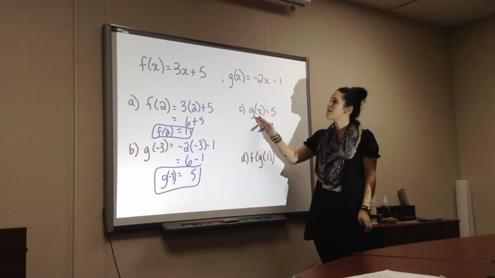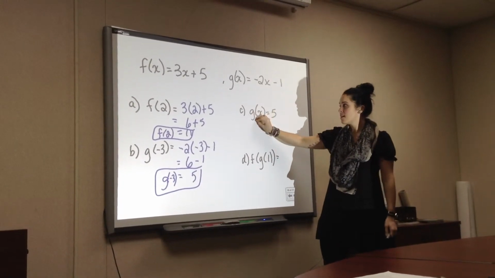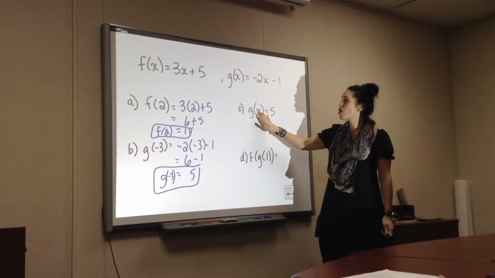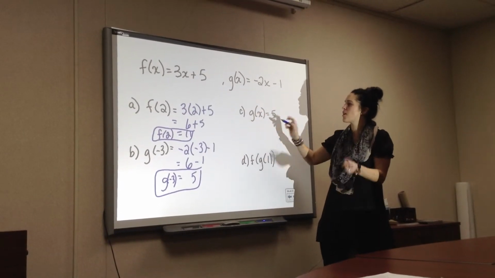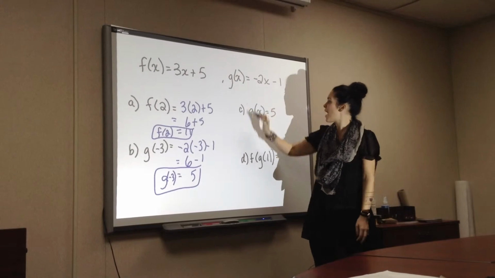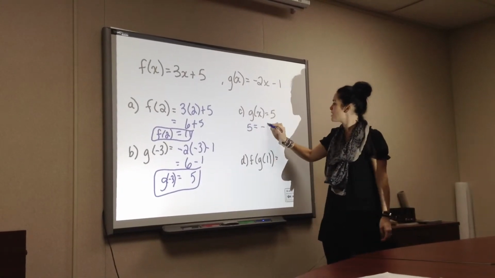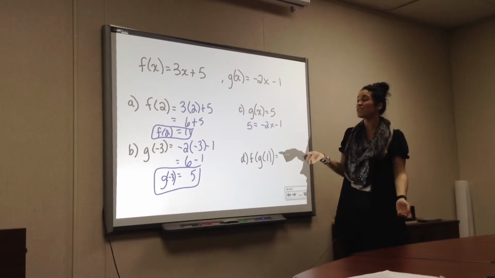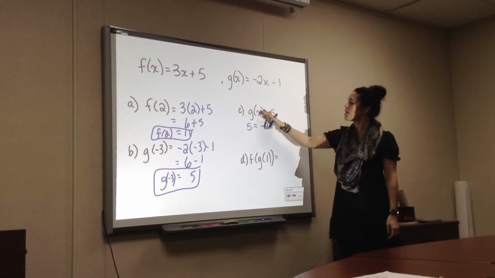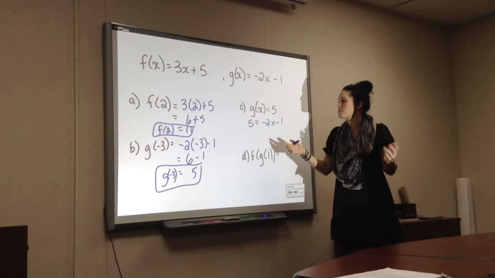All right, what if I tell you the value of g of x, that's 5? You need to solve for x here, because basically we're telling you what the value of y would be. And so I replace all of g of x by 5. Equals minus 2x minus 1. And then you have to solve for x. Okay? So here the teacher would ask you to find x, basically.